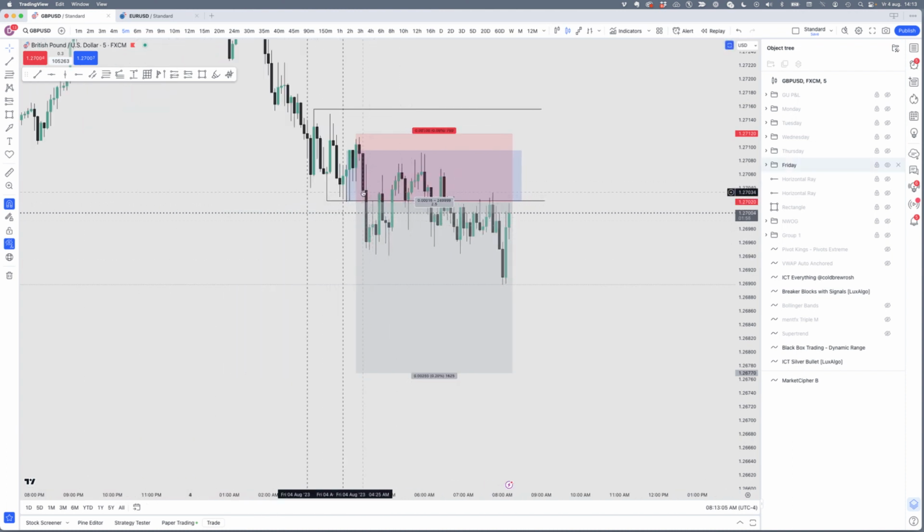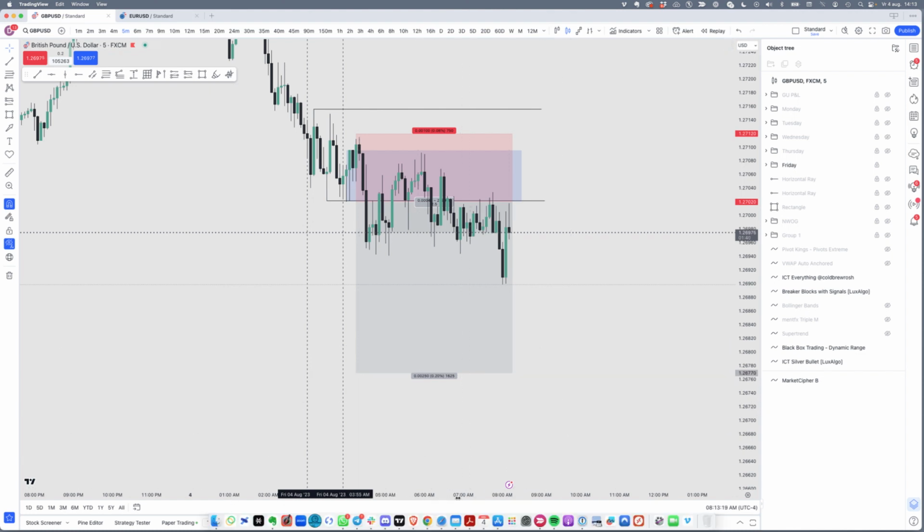Here there was a fair value gap. So what I would do was just enter in this fair value gap on the order block. So this would have been kind of the setup, but it's not really a valid day, like I said. So we'll leave it like that.